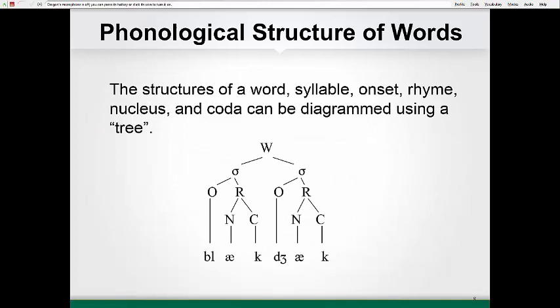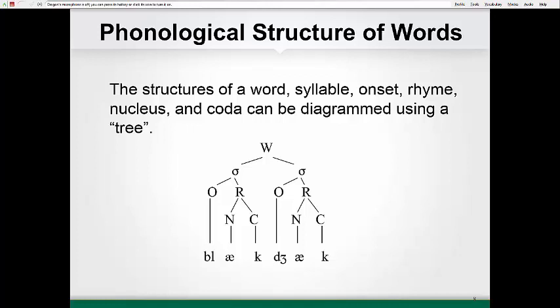A tree diagram of the phonological structure of a word is a way of visualizing the structures we have already discussed: the syllable, the onset, the rime, the nucleus, and the coda. For example, on this slide, I've diagrammed the word blackjack using a tree diagram. You always start the word tree the same way, with the W at the top for word. Next, count the number of syllables and put one sigma symbol. You can see this slide for an example.